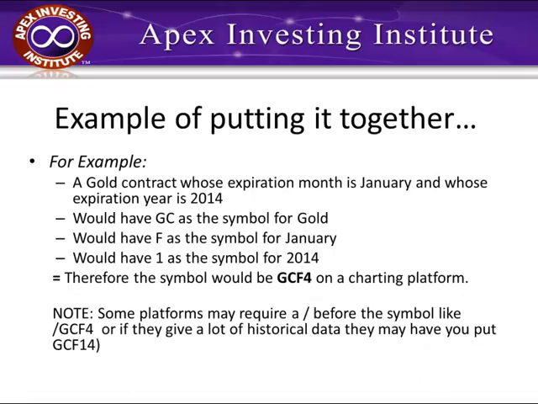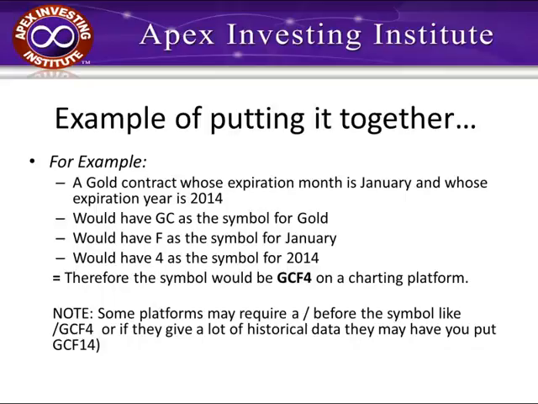All right, so let's put it all together. You have a gold contract whose expiration month is January and the expiration year is 2014. Well, the gold contract symbol, and I'll show you how to get those, is GC. F is the symbol for January. And 4 is the symbol for 2014. So the symbol would be GCF4 on a charting platform. So the symbol plus the month plus the year.